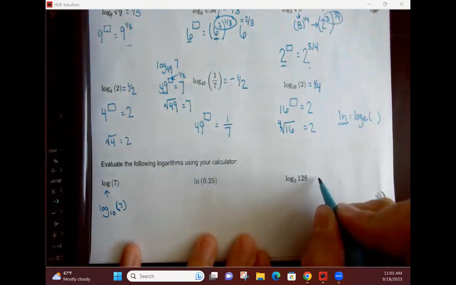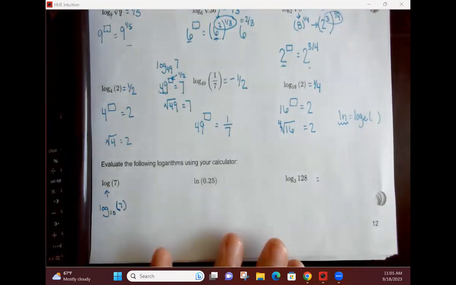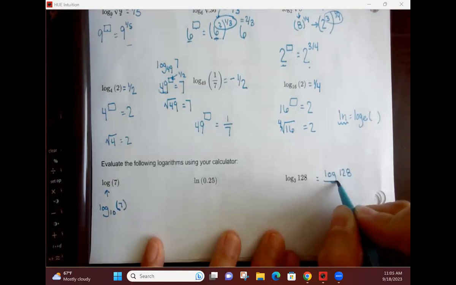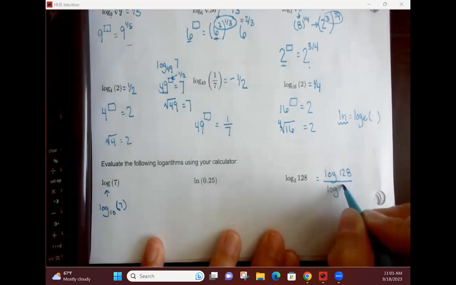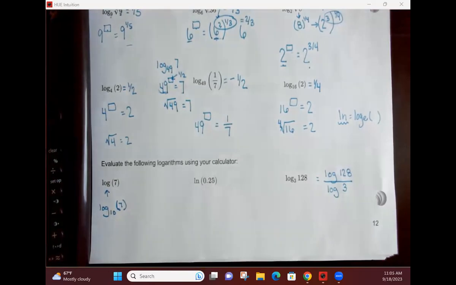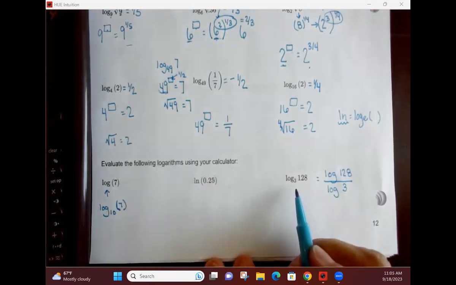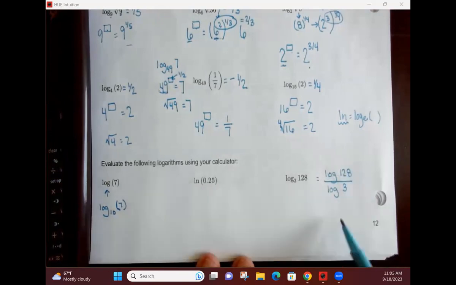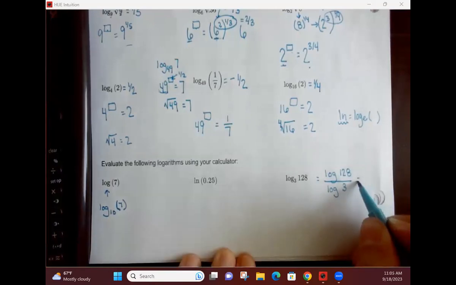What you are gonna do is enter this in your calculator as a log of 128. So this would be log base 10 of 128 divided by log of 3. So if you are entering something in a scientific calculator that has a base that's not 10, you are going to do log of the original argument divided by log of the original base. Okay, this is called change of base formula. What we're doing is changing this log to be base 10. Okay? And then you will just hit enter.